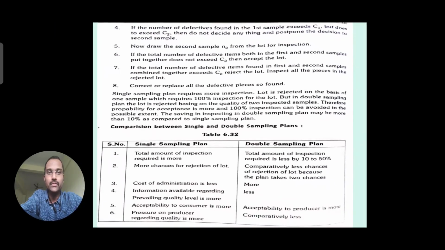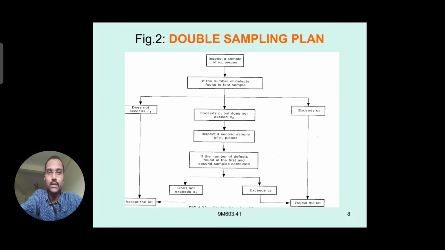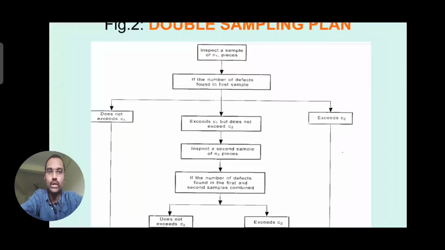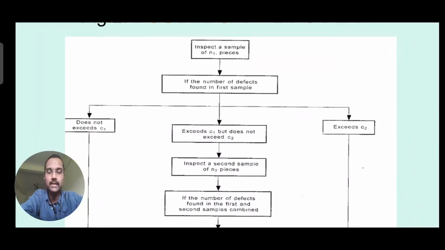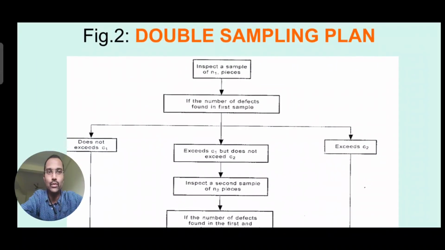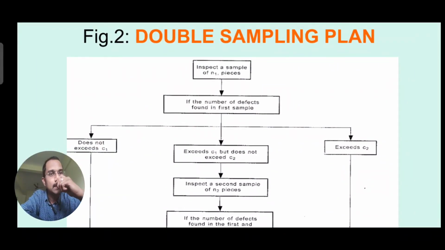And now we look at the double sampling plan flow chart. It is also important. We can get a good understanding with this flow chart. So inspect a sample of N1. Two samples have to be inspected, right? Inspect a sample of N1, N number of pieces, like 5 pieces.